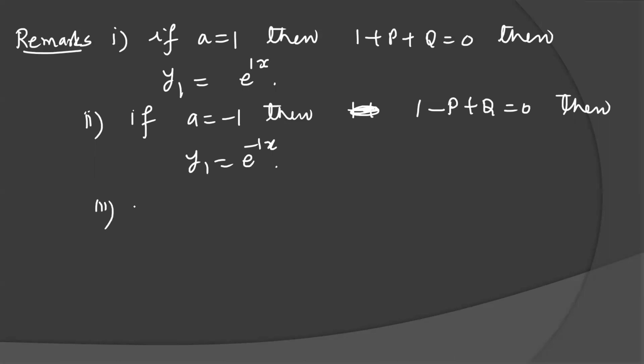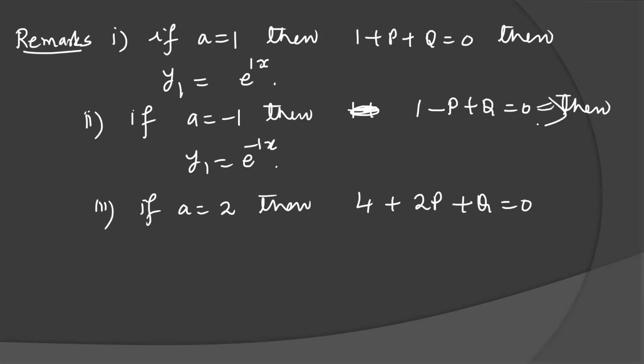And third, if a equal to 2, then 4 plus 2p plus q equal to 0, and it will imply that y1 equal to e to the power 2x is one part of CF. So these are some remarks. Let's see the case 2.